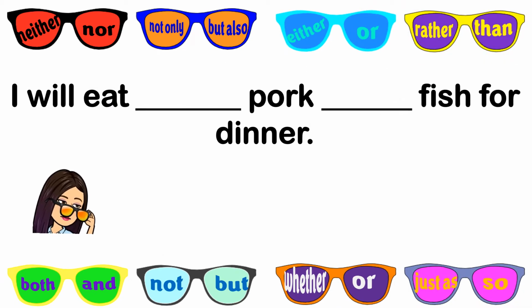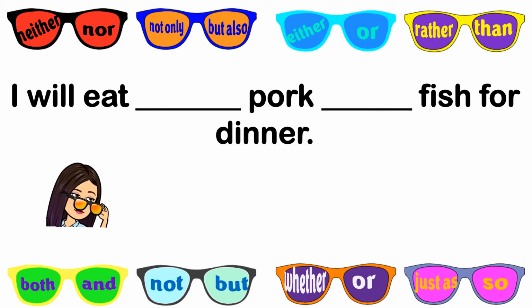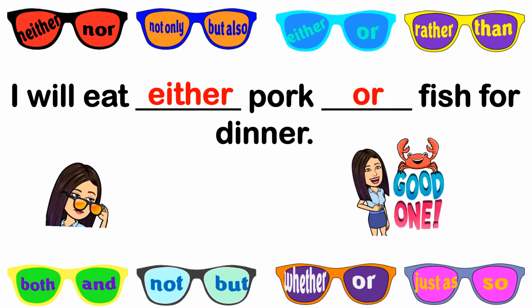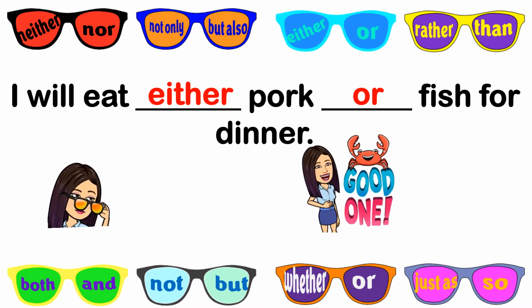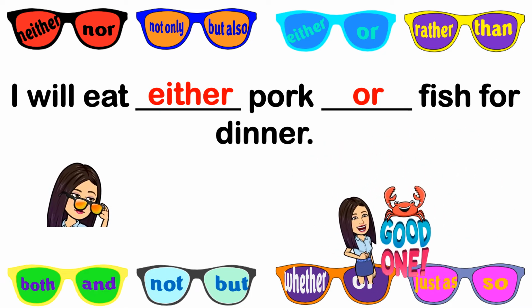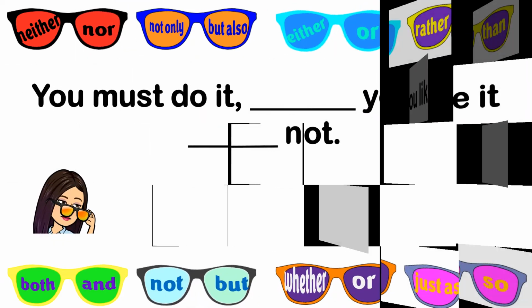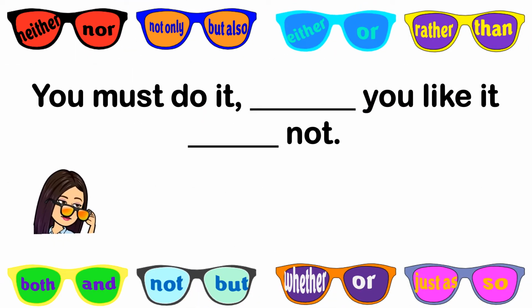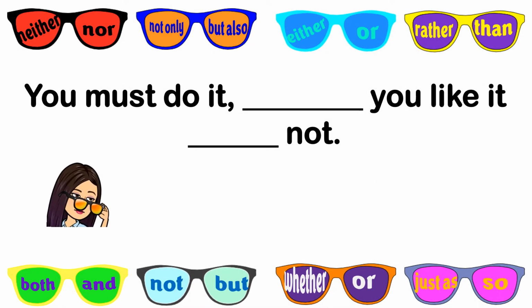I will eat blank pork, blank fish for dinner. The correct answer: I will eat either pork or fish for dinner. You must do it blank, you like it blank, not. And the correct answer is, you must do it whether you like it or not.